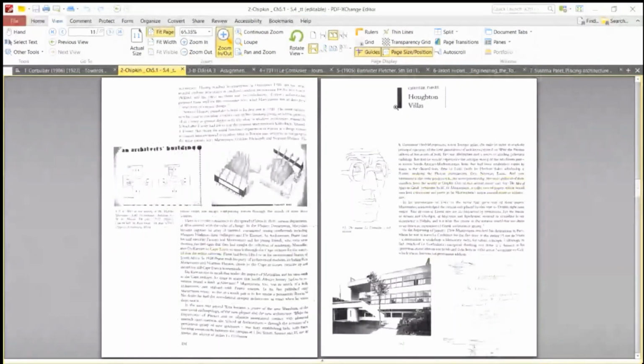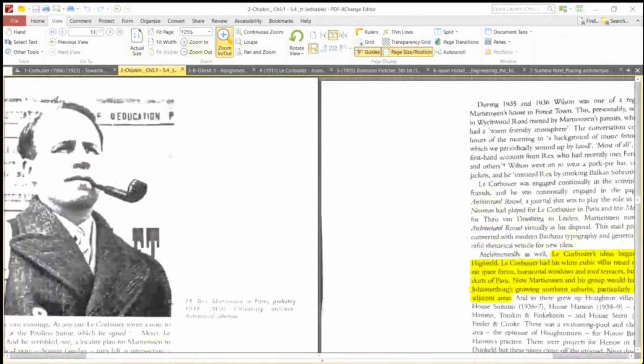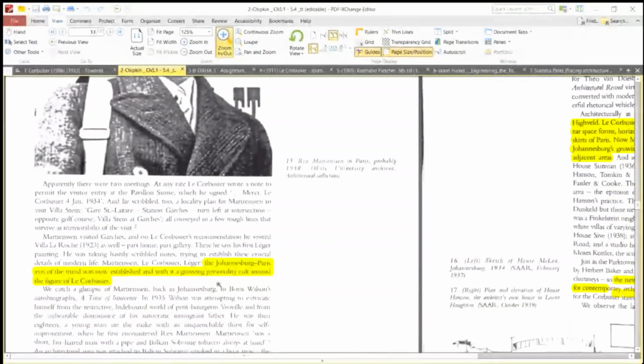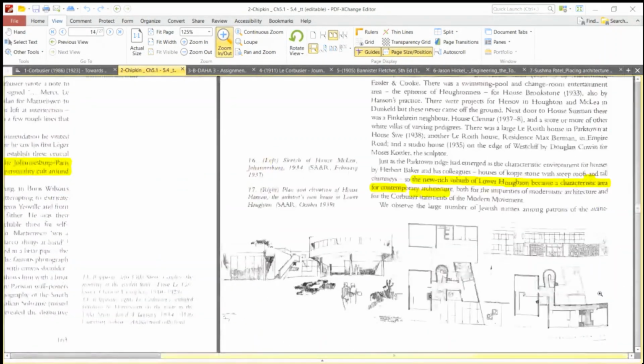And then he has the next chapter called Houghton Villas. Let's just read a few sentences from it. Chipkin writes, the Johannesburg-Paris axis of mind was now established, and with it, a growing personality cult around the figure of Le Corbusier, right? As I said, almost a direct conceptual and intellectual line between Johannesburg and Paris, and especially with the figure of Le Corbusier.